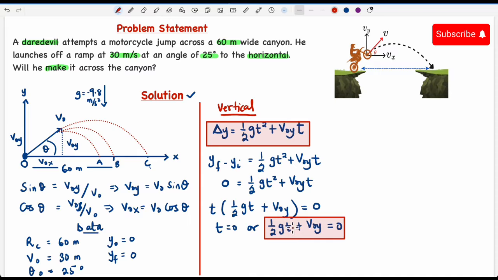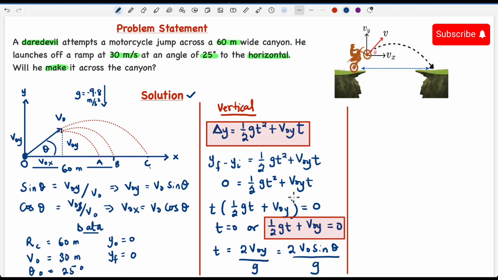So if we isolate t, it is going to be time equals 2 times v naught y divided by g. And v naught y we know is v naught sine of theta. So 2 v naught sine of theta divided by g. Now with this, we can calculate the time. So the time is going to be time equals 2 times v naught, which is given as 30 meters per second, times the sine of the angle, which is 25 degrees, divided by g, which is 9.8. So we will find the time to be equal to 2.59 seconds.